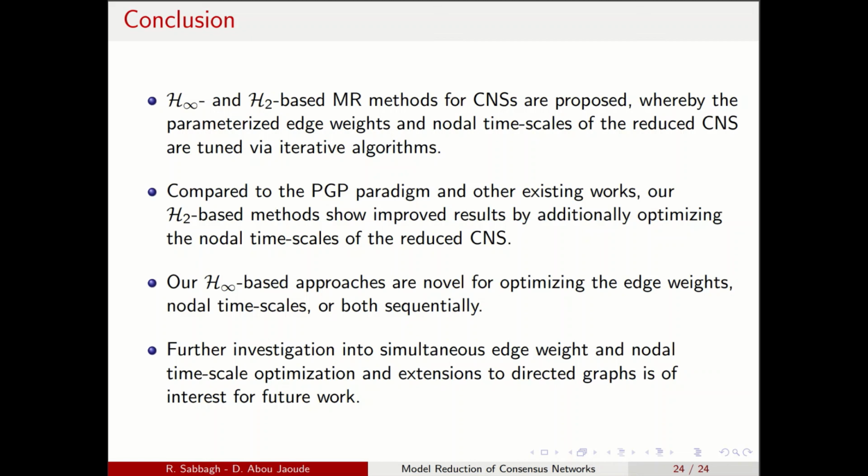Can I ask one quick question? Yeah. Are you able to handle, like, if I want to add a weight and do frequency weighted H2 or H-infinity norm? Like in balanced truncation, you might add a frequency weight.